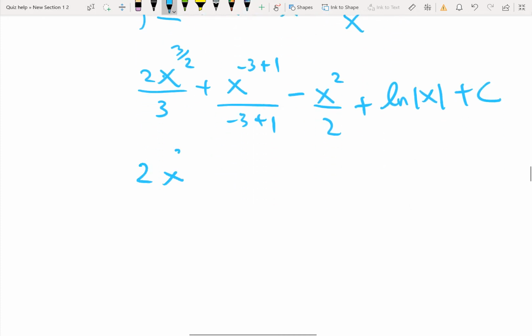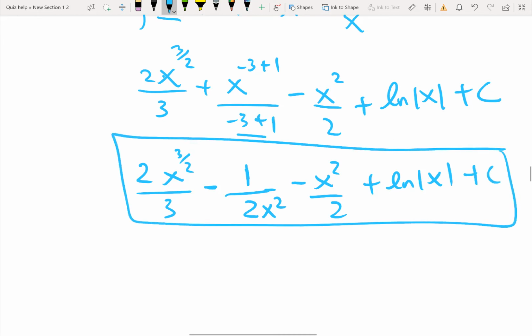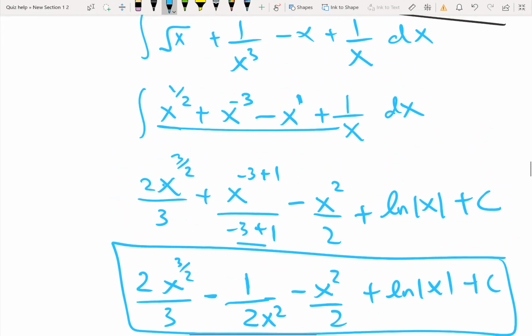So 2x to the 3 over 2, over 3, and negative 3 plus 1 is negative 2. So this is negative x to the negative 2 over 2. Now, x to the negative 2, we can write in the denominator as x squared. Minus x squared over 2 plus natural log x plus c. So this is the answer for the integral here.